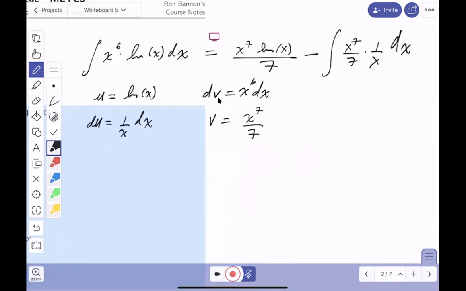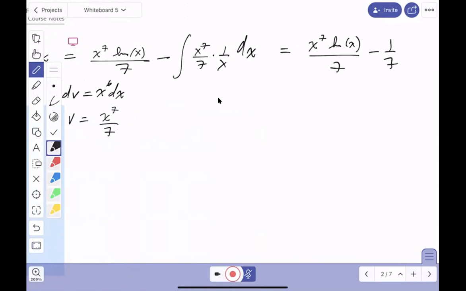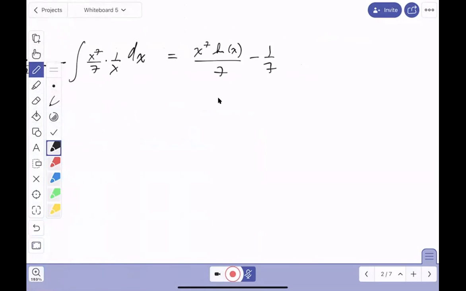All right, let's keep moving. And I'm hoping things are going to get easier. If they don't get easier, I'm going in the wrong direction. If they don't get easier, if they stay the same, we're going in the bad direction. So it's going to be x^7 ln x over 7 minus 1/7. That's not so bad.